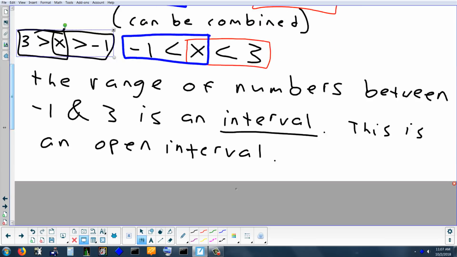So what we're really looking at here is called an interval. Okay. The answer to that inequality is all numbers between -1 and 3. And this particular interval is called an open interval. So we're going to talk a little bit about the terms open interval and closed interval, and explain what that means. And then also what's called a bounded interval and an unbounded interval. So we're going to describe these 4 terms right now.